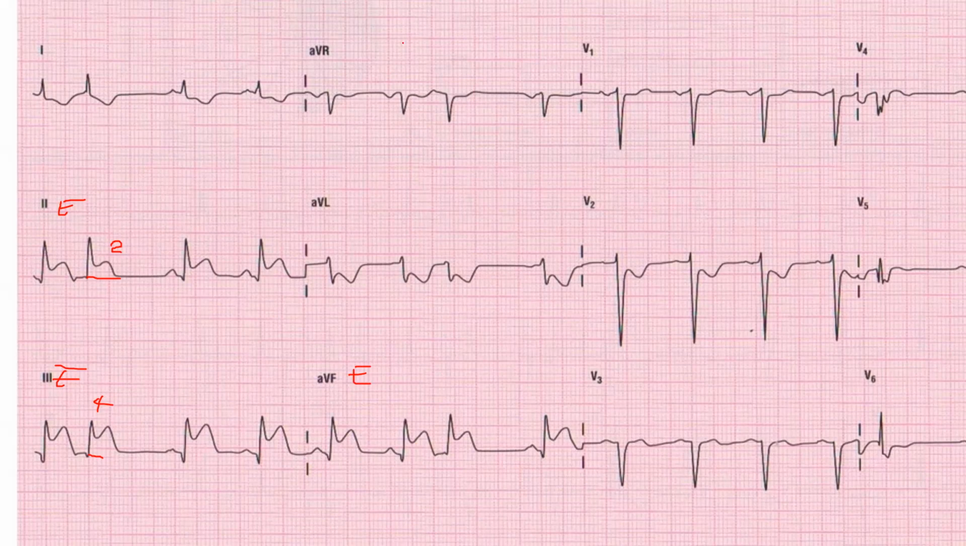Going further, we look at AVL, and AVL is depressed, right? And V1 is going to be slightly depressed. V2 is depressed. V3 is normal. V4, it didn't give us enough, but it looks like it's normal. V5 is also depressed, and V6 is depressed. So the significant one here, therefore, is an inferior wall MI and a right ventricular wall MI. All right, that's the correct answer. Let's go to exercise number 2.